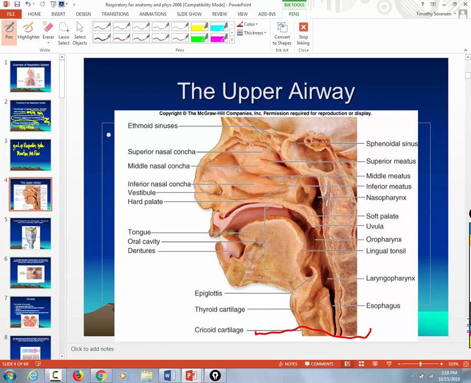Here's the larynx, or voice box. From the larynx up is the upper airway. So what I'm going to do now is define and explain to you the different parts of the upper airway. Right? Now, one of the big functions of the upper airway is to filter the air.